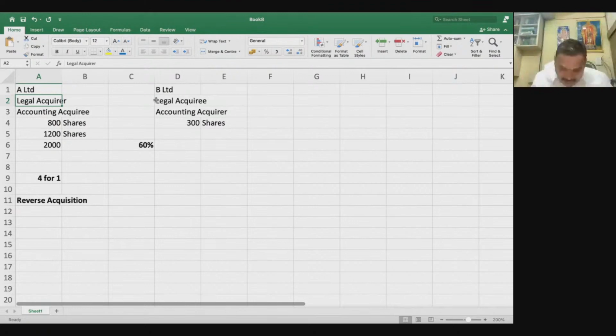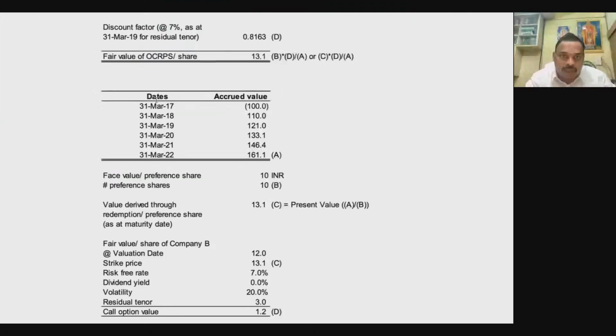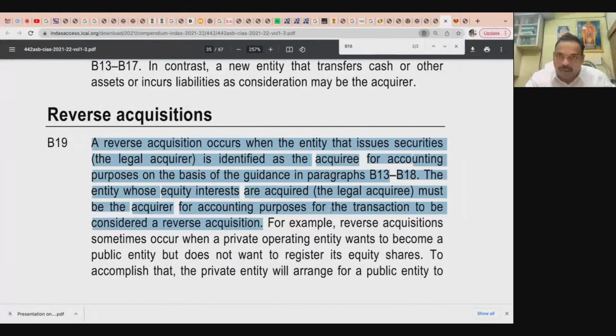Ind AS 103 allows you that, and have an agreement that even though the legal acquirer is this, you are acquiring 100% stake. By accounting purpose, you become the reverse acquirer. Therefore, A only will be merged with B, not B merged with A. This is how the scheme should be designed, and this is how the agreement will be drafted. So this is what it is.